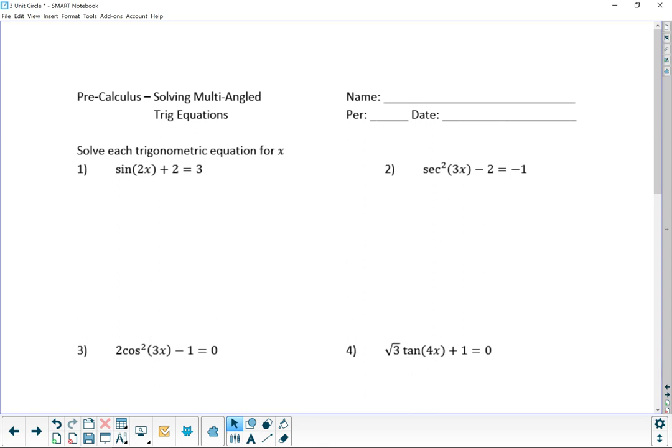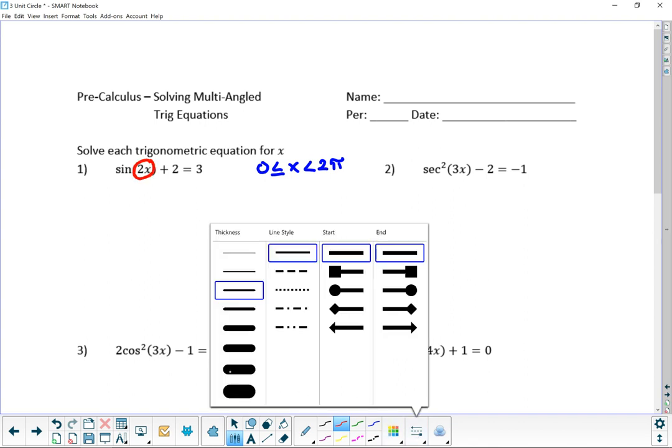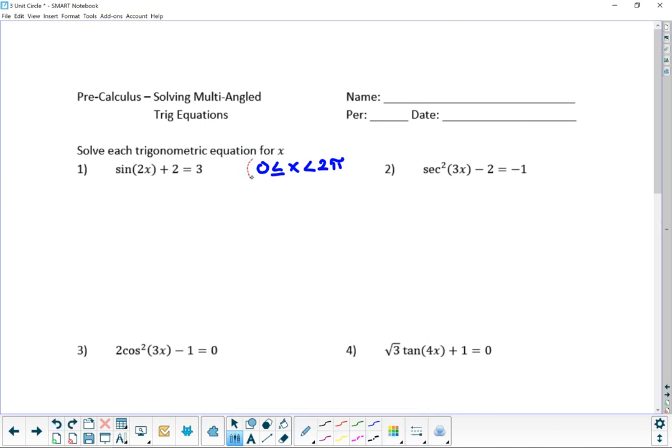Okay, so number one. For this one, I usually suggest that you find the period or the domain. Usually all of our answers are going to be within 0 to 2 pi, right? But because we are using the variable 2x, we're going to go ahead and multiply our domain by 2 in order to get that 2x.